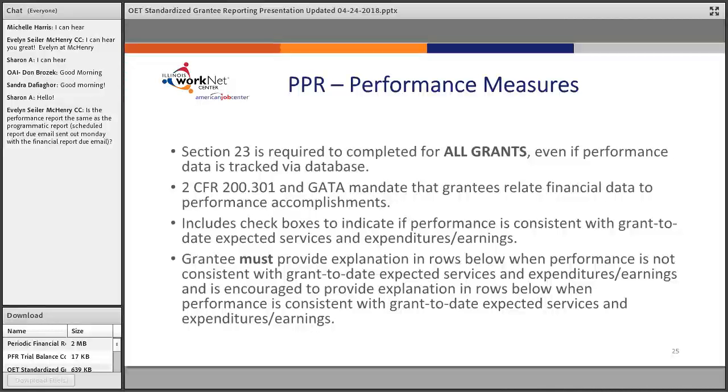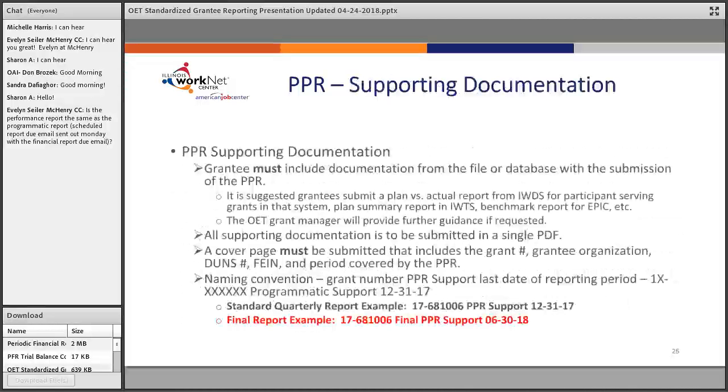It includes checkboxes to indicate if performance is consistent with grant-to-date expected services and expenditures earnings. The grantee must provide an explanation in the rows below when performance is not consistent with grant-to-date expected services and expenditure earnings, and is encouraged to provide an explanation in the rows below when performance is consistent with grant-to-date expected services and expenditure earnings.